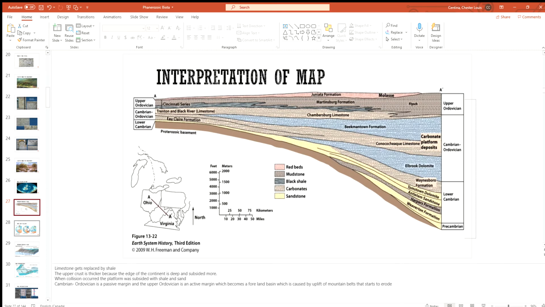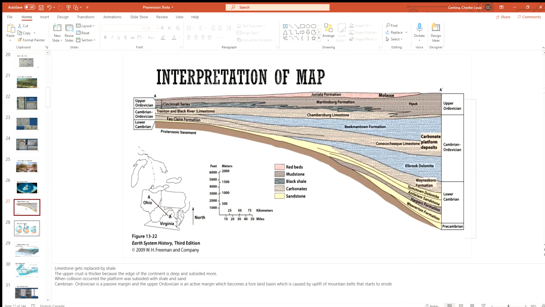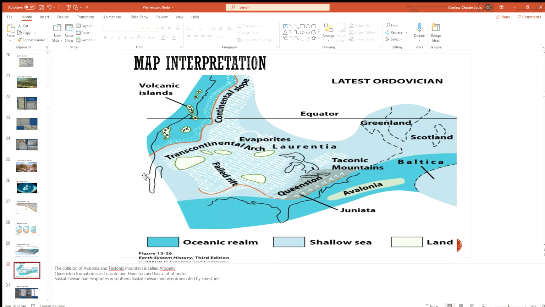If you did not, please look it up in the textbook, on the rocks and how they interact and everything, if you are in 109. Anyways, okay, so here's another interpretation.